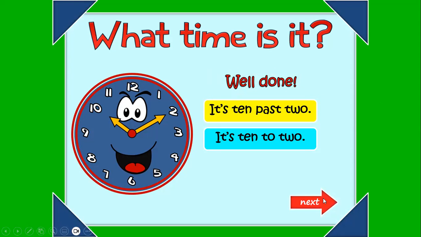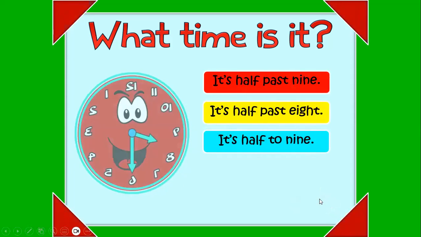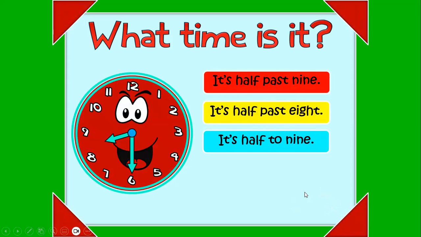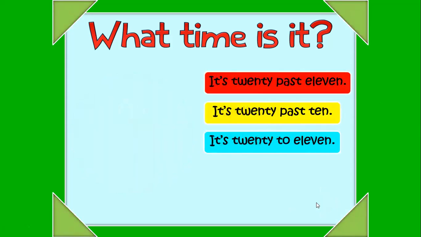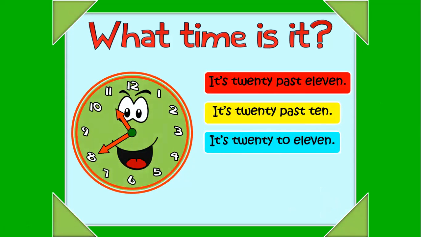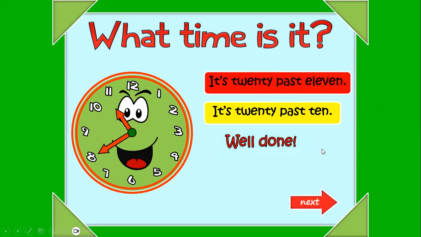It's ten past ten. Yes, very good. Let's go to the next one. What time is it? 8:30. Yes, it's 8:30. Excellent. Very good. Let's see this one. What time is it? It's 22:11. Okay. Very good.